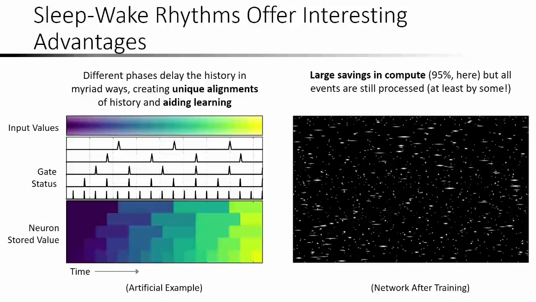Additionally, we can offer large savings in compute. Here, what I typically used during training of these networks was a ratio of on to off of about 5%. So 95% of the time, this network isn't doing anything. Now, during training, you have this leak so that you can actually properly train it. But at test time, it really is off. Those things do not compute at all.